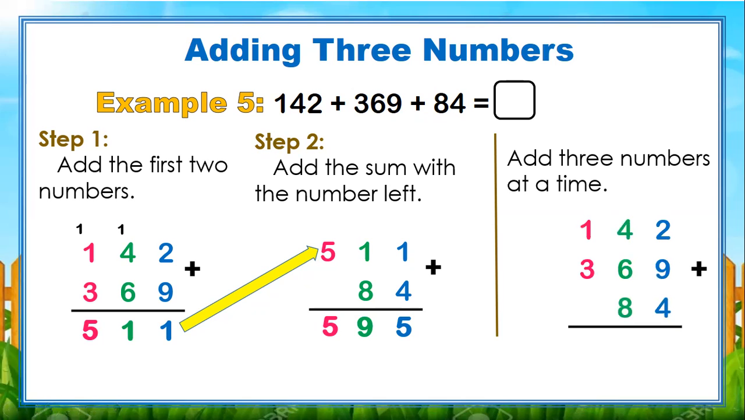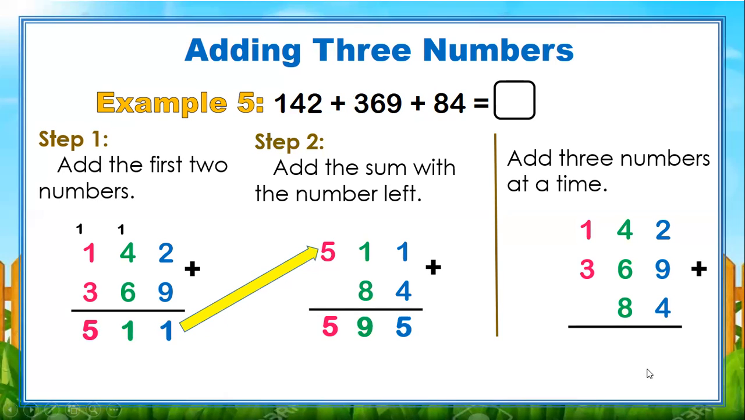And again, reminder, make sure that the digits are aligned accordingly. So all the digits in the ones place should be aligned all together. All the digits in the tens place should be aligned all together, as well as the digits in the hundreds place. Because once you put the numbers in the wrong place, you'll get a wrong answer.